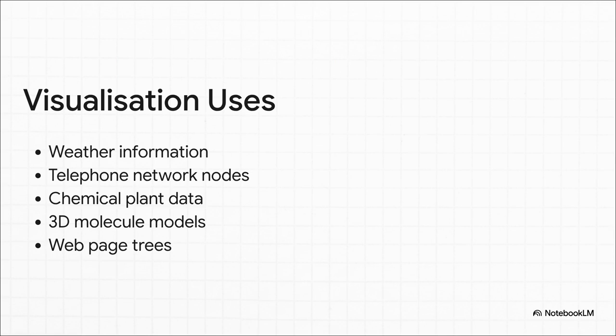The real-world applications for this are absolutely fascinating. We use data visualization to synthesize weather information from all sorts of sources. We use it to map the entire state of a telephone network as a linked set of nodes. We use it to monitor chemical plants by showing pressures and temperatures across dozens of tanks and pipes. We even use it to display 3D models of molecules or to map out web pages as a giant hyperbolic tree. It essentially transforms raw, overwhelming data into understandable visual context.